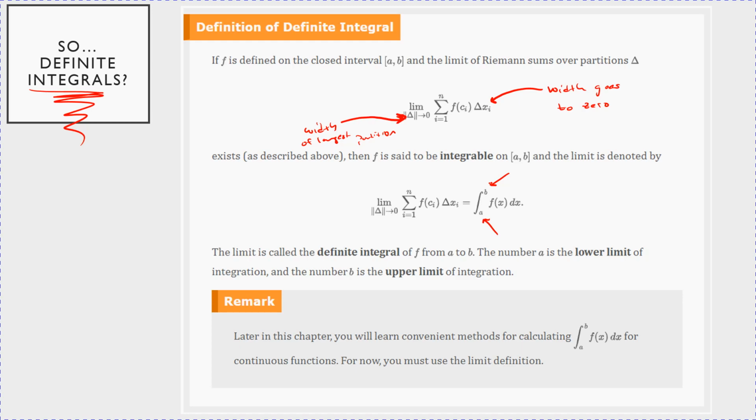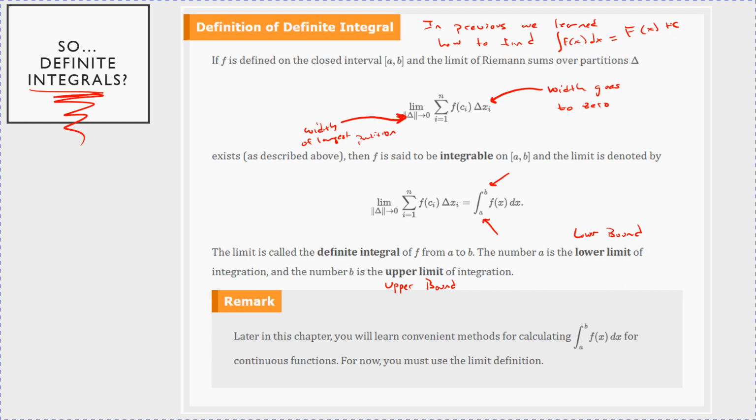The number a is the lower limit or lower bound. You'll hear me interchange that. And the number b is the upper limit or upper bound of integration. We learned in the previous section how to evaluate the integral of f of x dx, which was equal to F of x plus c.